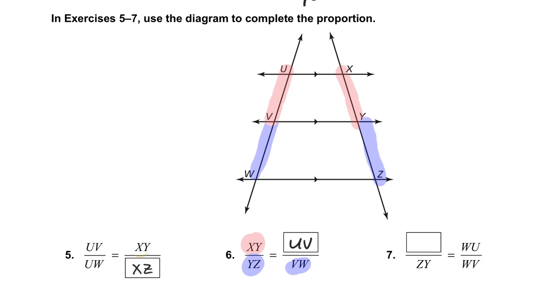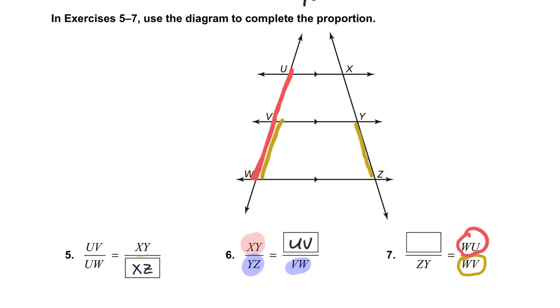Now we have one more to try here. And do some erasing. And let's look at the right side of this proportion first. I'm looking at WU, which is the whole part. And then I'm looking at WV, which is the smaller part here at the bottom. Okay. Here's my colors. I didn't highlight them this time. Now, just double check. ZY is this bottom section.